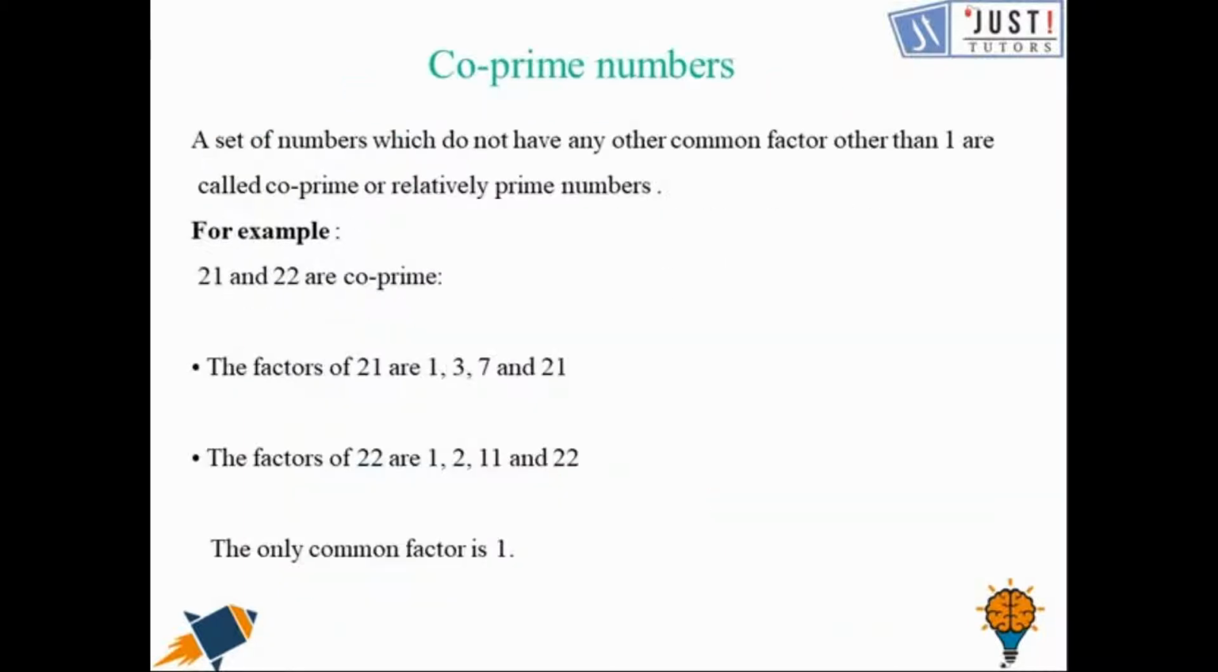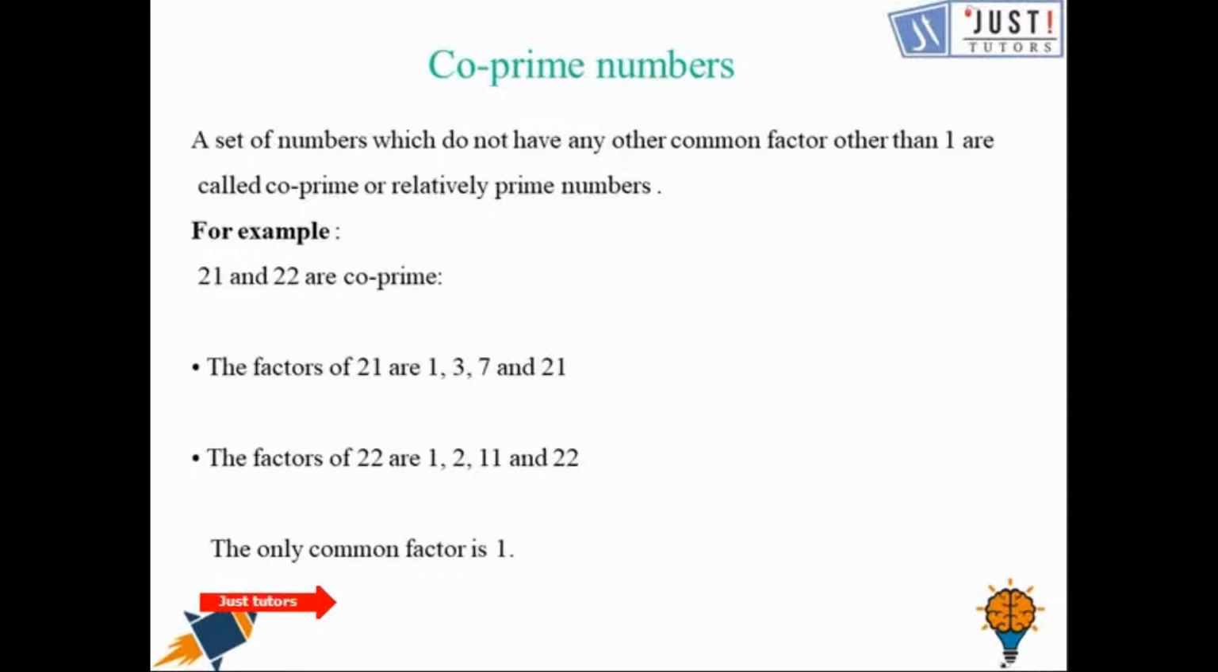Now let's talk about co-prime numbers. A set of numbers which do not have any common factor other than 1 are called co-prime or relatively prime numbers. For example, you can think of 21 and 22. They are co-prime because we have the factors of 21 and the factors of 22, and there is nothing common between them except the number 1, and that's why these two numbers are called co-prime.